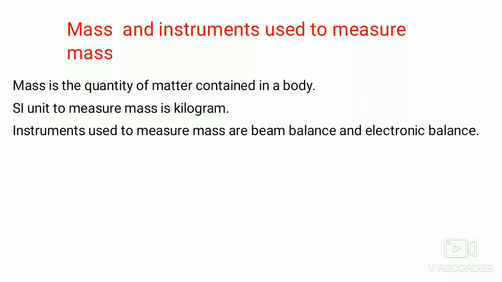Let us come to another physical quantity, that is mass, and along with that we will discuss the instruments used to measure mass. Mass is the quantity of matter contained in a body. In everyday life, we use the term weight instead of mass. But in physics, mass and weight have different meanings.